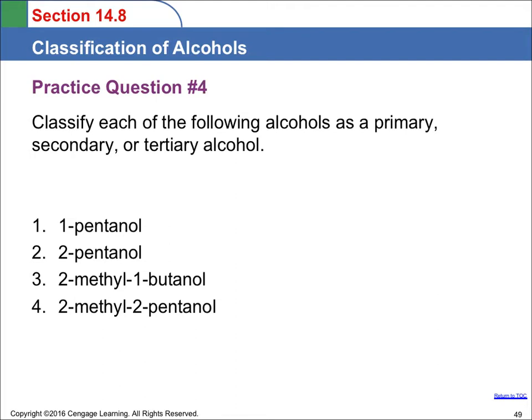Here's another practice problem. So this is going to give you practice going from name to structure and then deciding whether it's primary, secondary, or tertiary. So let's do this first one together. So 1-pentanol. So 5 carbons is your pent. OH is on number 1. So that means I'm going to be looking at this carbon that the OH is attached to, and it's attached to 1 other carbon. So that means this is going to be primary. So go ahead and pause the video and see if you can assign classifications for the other 3.